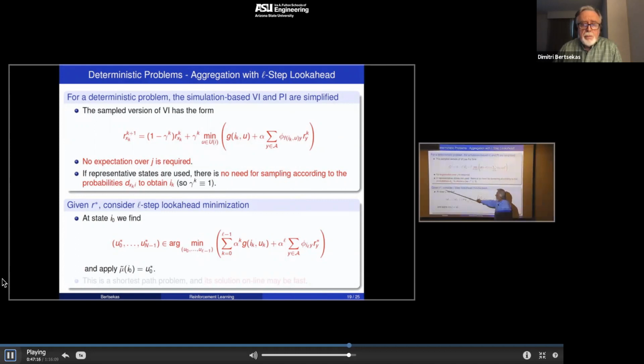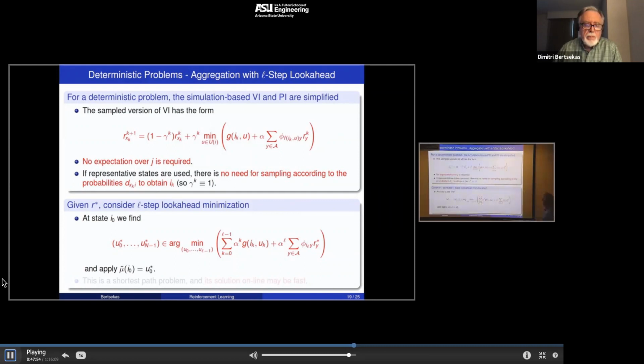So suppose you're given R star, then how would you find a control at a given state? Well, we are at state I0, and then with L-step lookahead, we would have to solve this problem here: L steps, optimization of the cost of L steps, plus a terminal cost appropriately discounted with R star. And then we apply the first control in this sequence.